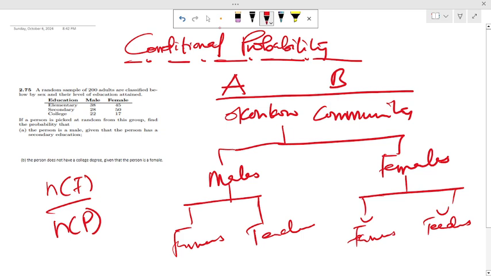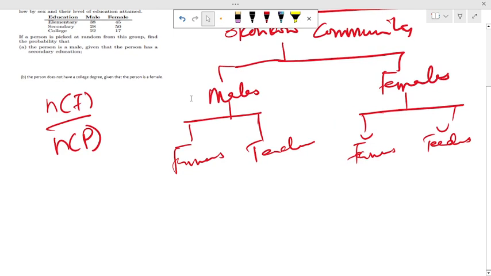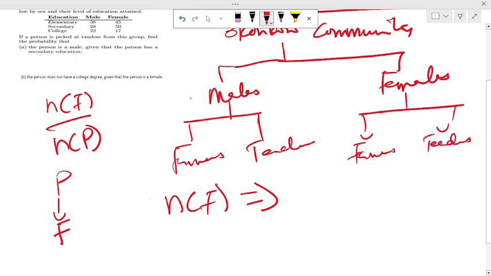But with this case, what conditional probability does is that now our search will not be in the population. So now we will reduce our population to only the females, right? Because they've told you that the teacher that you are selecting is a female. So now our sample space or our denominator boils down to the number of females in the community. That's the first thing conditional probability does. It reduces the sample space.